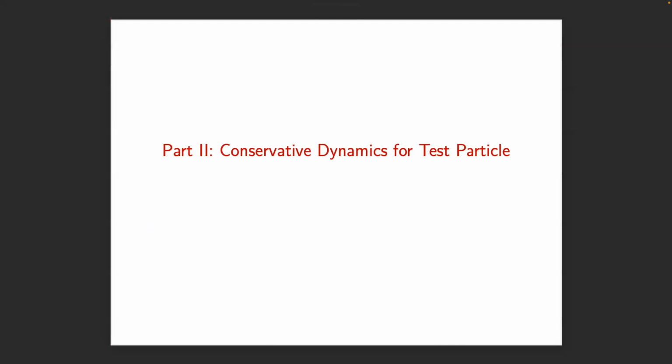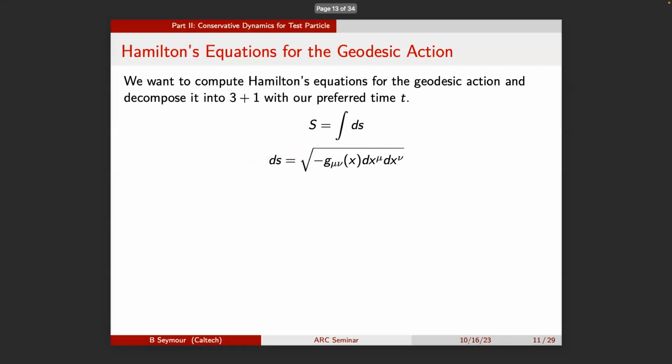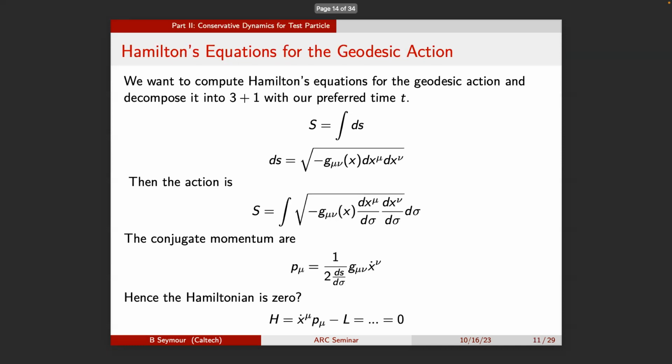Now, the conservative dynamics for a test particle. I'm going to start out by reminding everybody how to write the geodesic equation with Hamilton's equations, because it's not exactly clear when you just look at it. The action is the integral over the path length, and the path length is just the normal one. The key thing is we want to decompose it into a 3+1 split and have a preferred time.